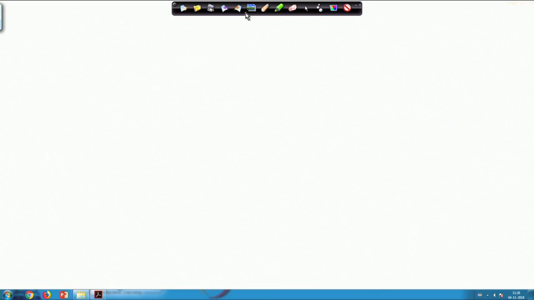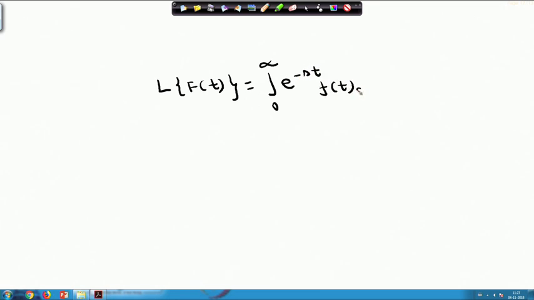The proof here is simply we know that Laplace transform of F(t) is equal to integral 0 to infinity e power minus st into F(t) dt. We know this thing.